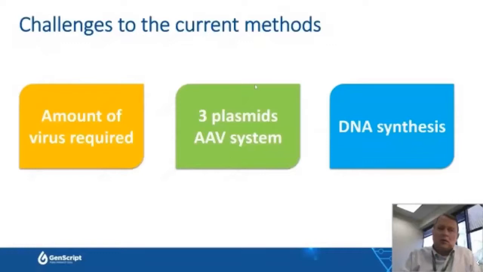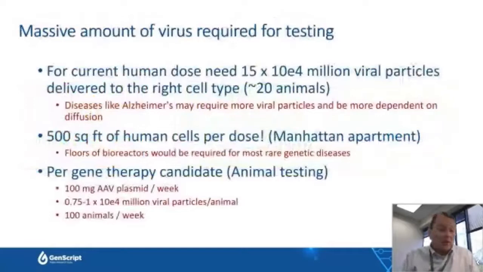So what we're moving toward is not only the amount of virus that's being produced, but the way it's being produced. The present process, this three plasmid transfection of the AAV helper, the AD5 helper with the payload, is very complicated. Are there ways that we can streamline that? And this all requires DNA synthesis. We see how important the recombinant vectors are to this process, and that may be the key to producing very large doses. Now, when we say large doses, one example could be Alzheimer's disease.